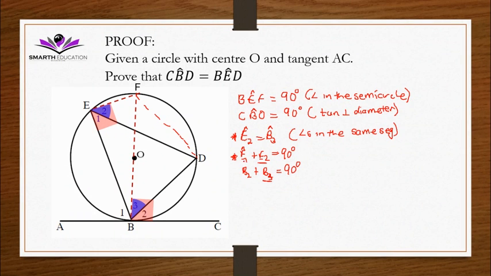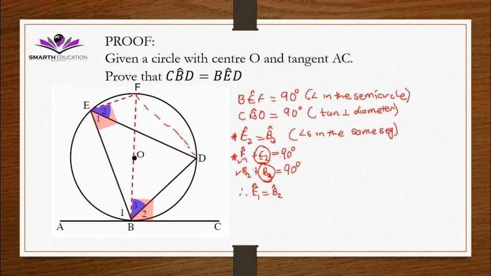Meaning that if angle E1 plus angle E2 is giving us 90 degrees, and angle B2 and angle B3 is giving us 90 degrees, therefore angle E1 is equal to angle B2. You see that? These two things are equal. This angle and this angle are equal. So if we're adding angle E2 and E1 and getting 90, and adding B3 and B2 to get 90, therefore E1 is equal to B2.